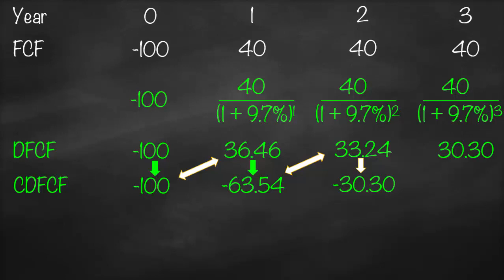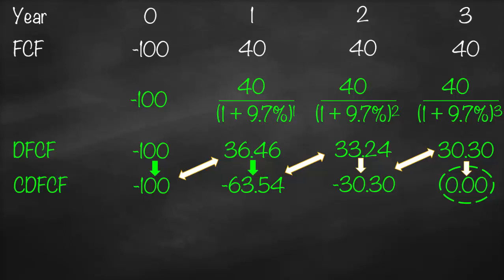Then I need to add the discounted free cash flow we'll get in year 3, which is 30.3. This will give us 0. Remember that our last value of cumulative discounted free cash flow is our net present value. So in this example, our net present value is equal to 0, which means we will be indifferent because NPV is equal to zero.